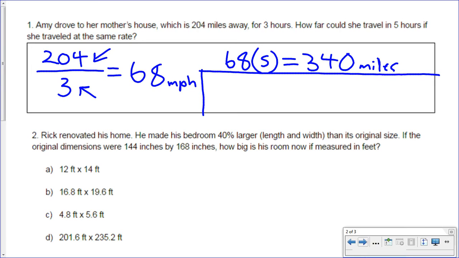Since we're actually exploring proportional relationships, we use the relationship 68 to 1. So 68 miles to 1 hour is a proportional relationship. But there's another way we can do this, and it's a method called cross multiplication.